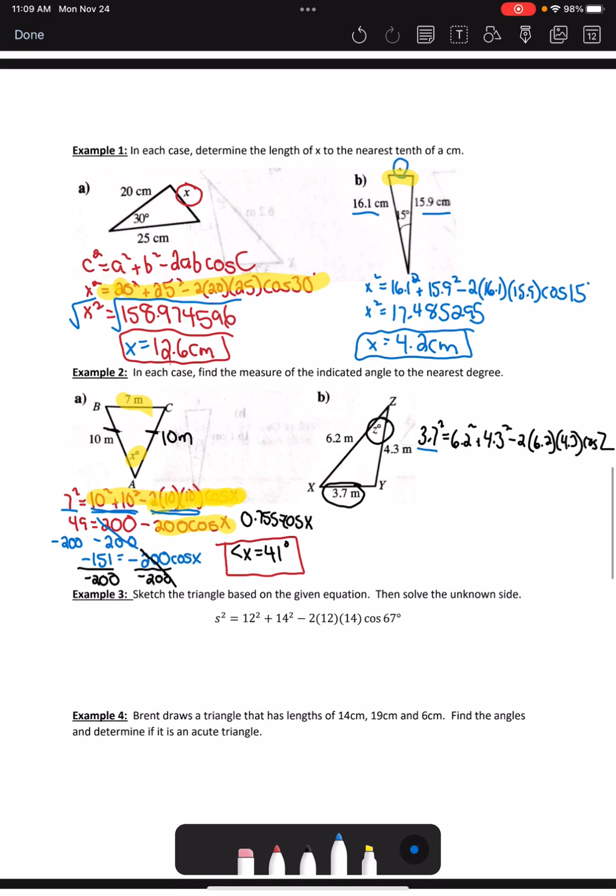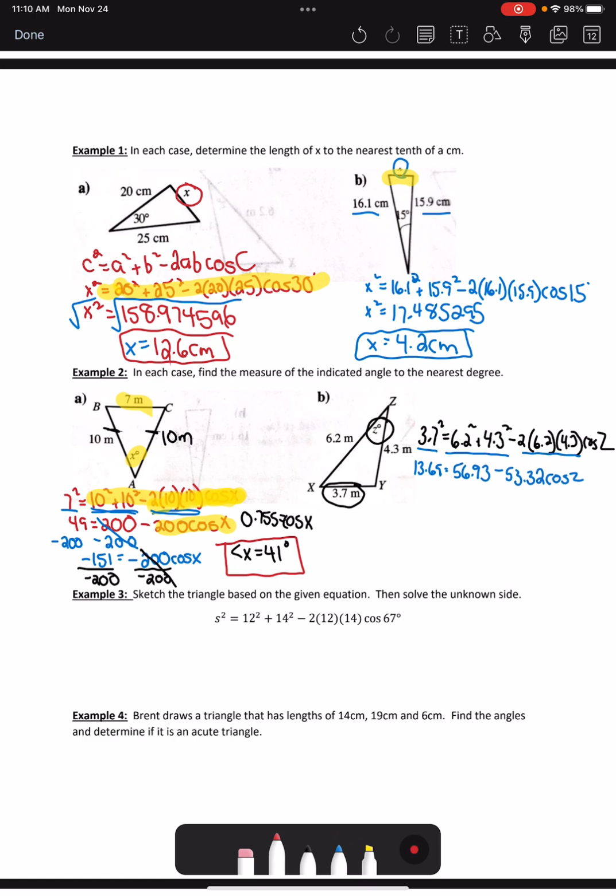Then we just type it in. 3.7 squared is 13.69. 6.2 squared plus 4.3 squared is 56.93. 2 times 6.2 times 4.3 is 53.32 cos z.